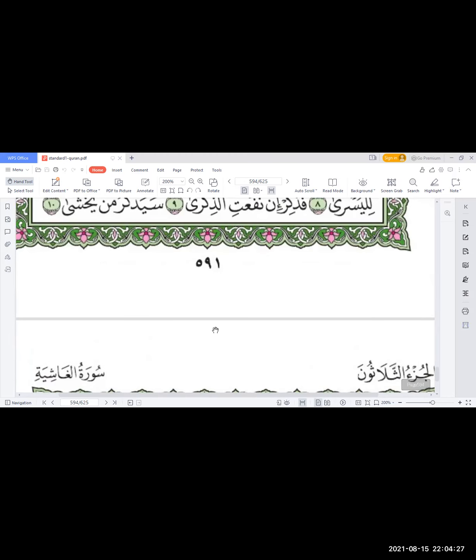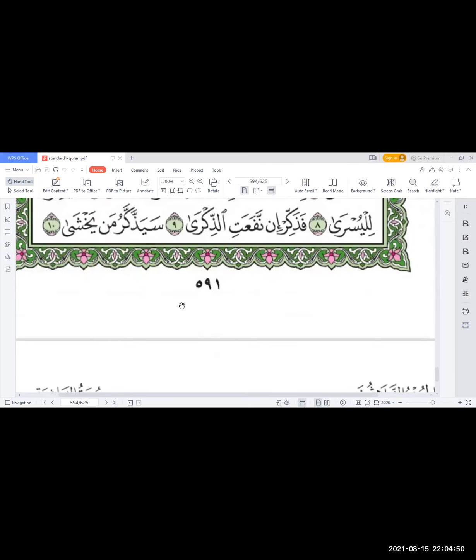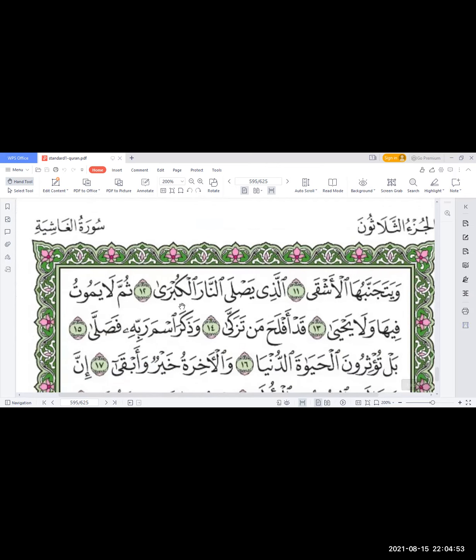So yakhsha is fi'l mudhari', is that right? Yes, fi'l mudhari'. Yakhsha fi'l mudhari'. It happens that in Surah Al-A'la most words end with alif maqsura because of the rhyme, like tansa, yusra, zikra, yakhsha. It happens that all end up with alif maqsura. Okay, go to the next verse.